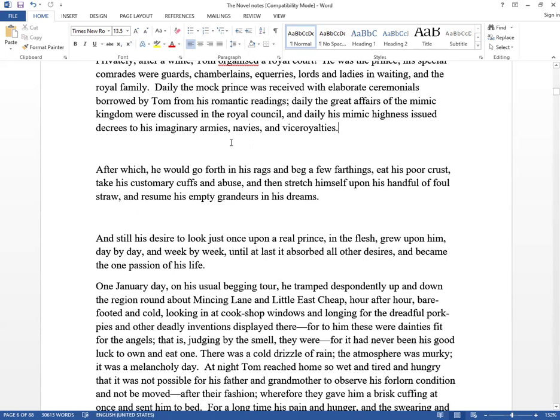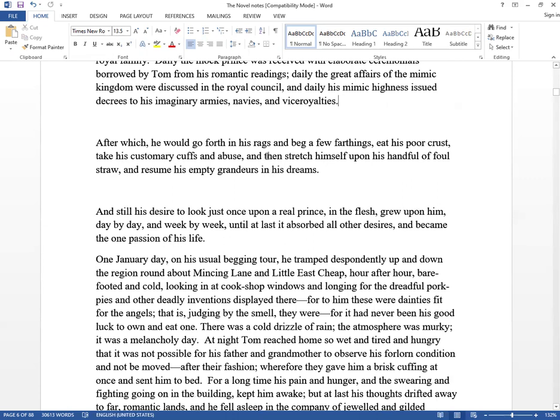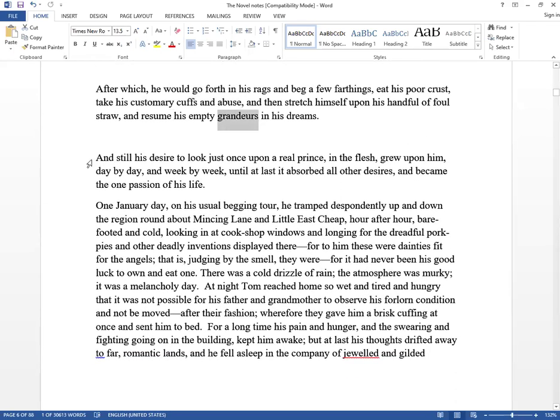After this play, he would go forth in his rags and beg a few farthings, beg some money, eat his poor crust, eat his bad food, take his customary, usual cuffs and abuse. Cuffs and abuse means beatings and blames, and then stretch himself, sleep on his handful of foul straw, dirty straw, and resume, continue in his empty, useless grandeurs. Grandeurs means great pictures of the royal family and royal people.